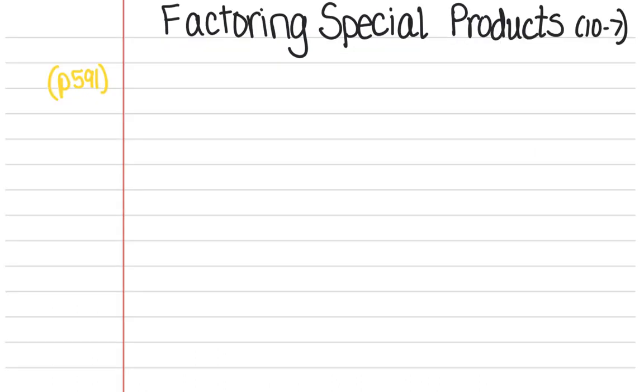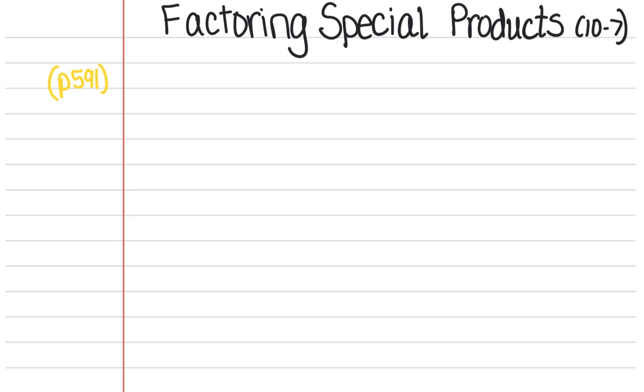Please add a page in your composition notebook called Factoring Special Products. This comes from lesson 10-7, and I would recommend that you follow along on page 591 in your textbook just to make sure that you have all the information that you need, and you can always add additional examples if needed. Push play once you have this set up.